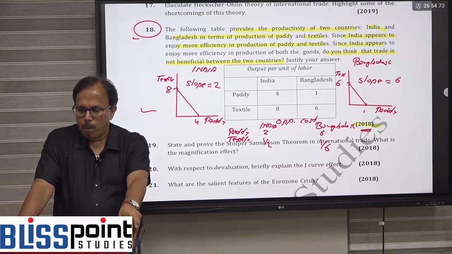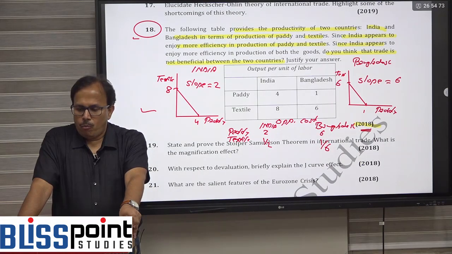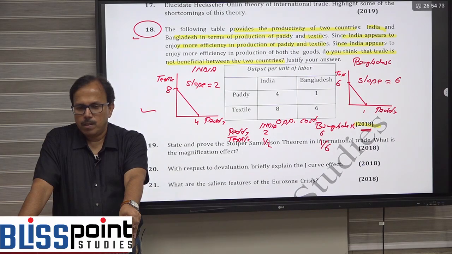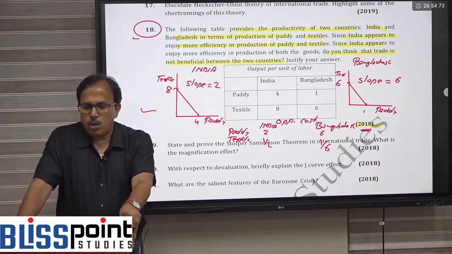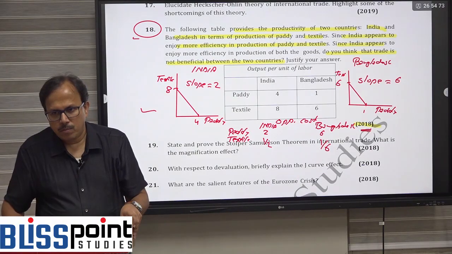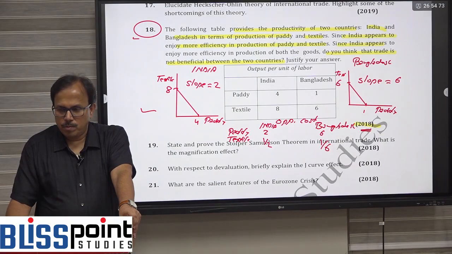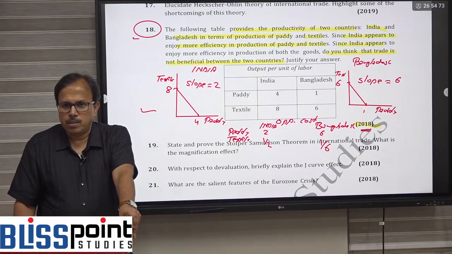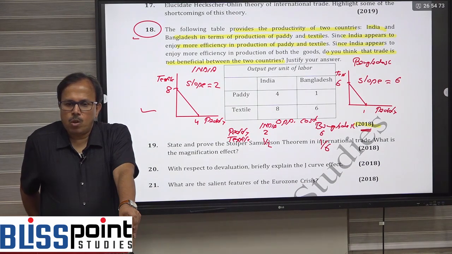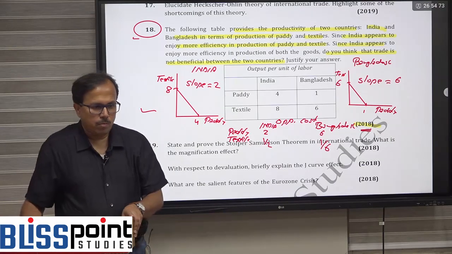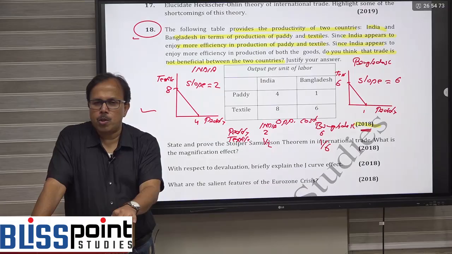However, the benefit of trade is determined by comparative cost advantage, which depends on opportunity cost.